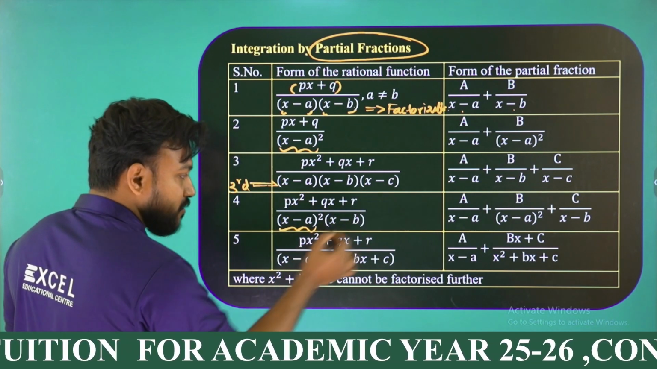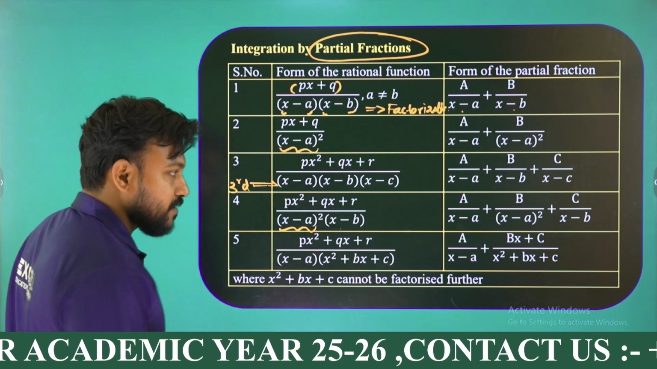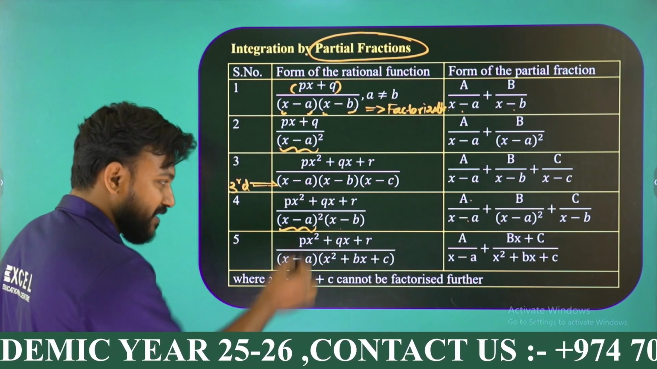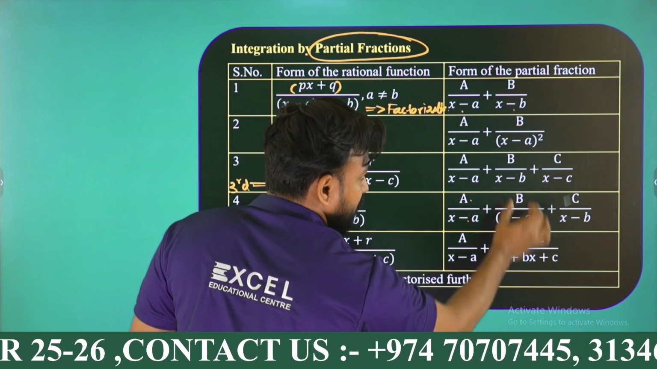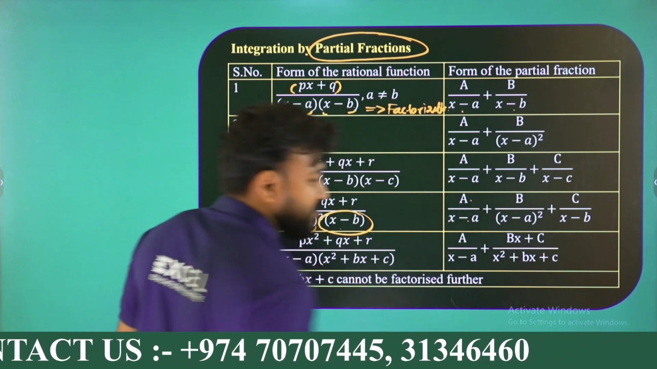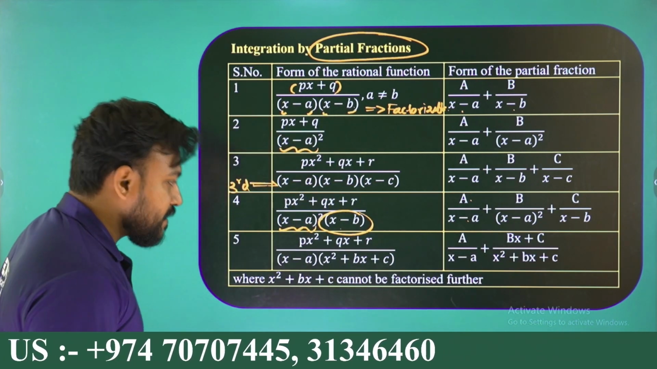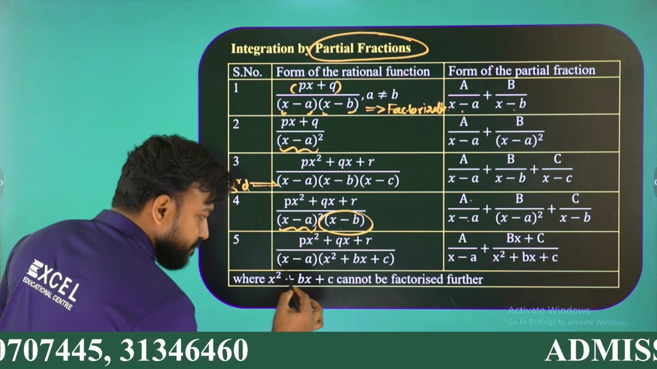Out of these three, two of them are what? Equal, and third one is what? Different. So a by x minus a, like this one. A by x minus a, b by x minus a the whole square. But we have one more guy here, x minus b, so plus c by x minus b. Ready?